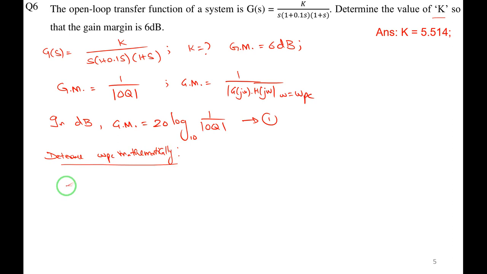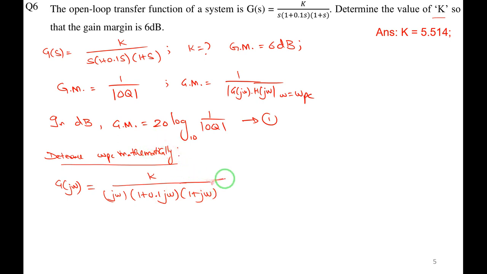Okay. So first replace S by j omega, convert it into the frequency domain, G of j omega. H of S is not given, which means it is unity. H of S is 1, right? If you want, you can write H of j omega. G of j omega equals K divided by j omega, replacing S by j omega everywhere, into 1 plus 0.1 j omega, into 1 plus j omega.